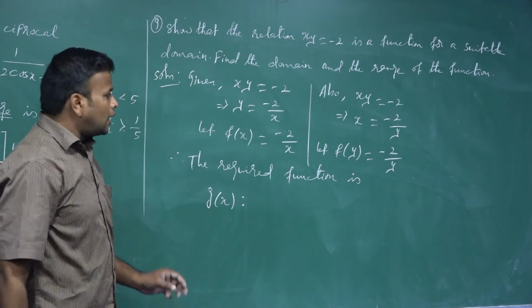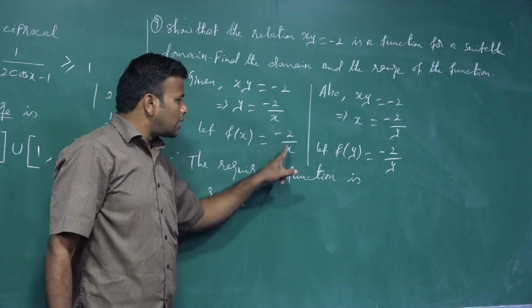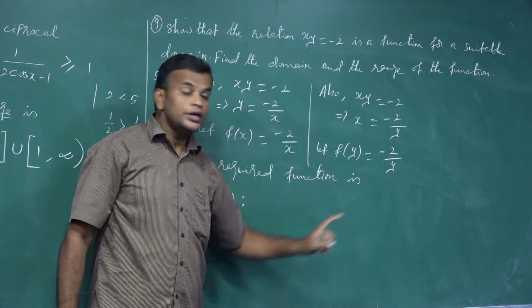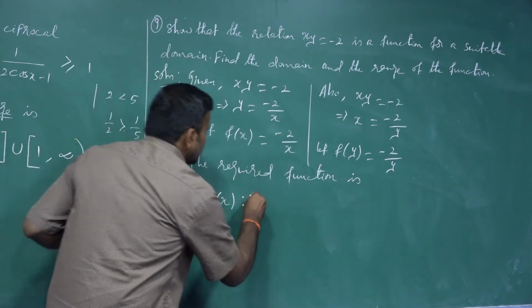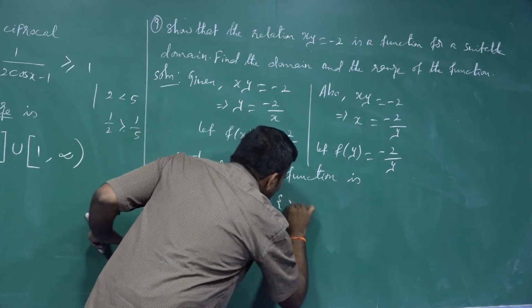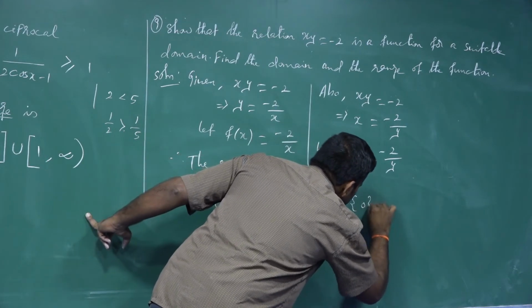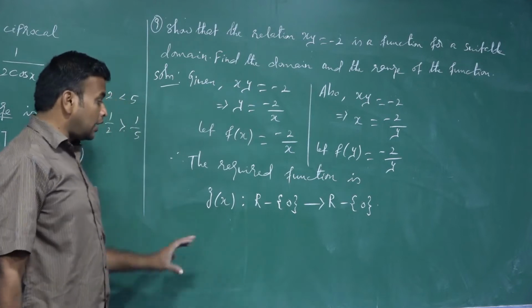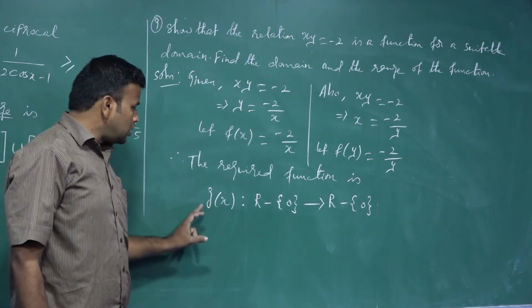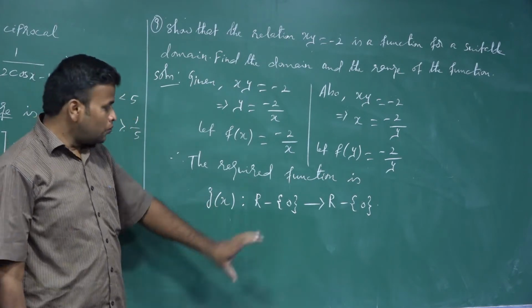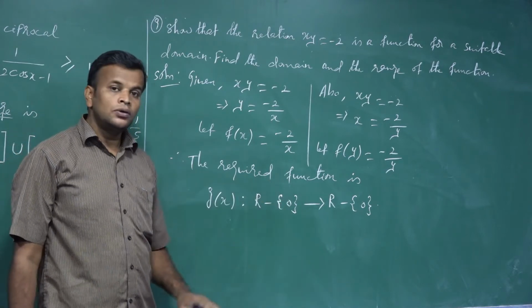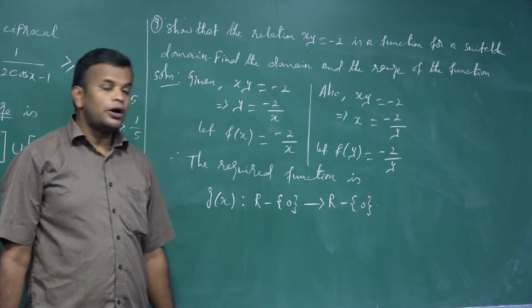Okay? In both the cases, either x lies in the denominator or y lies in the denominator. R except 0 to R except 0. Now we create a function. The function name is g of x, whose domain is R except 0 and codomain is also R except 0.